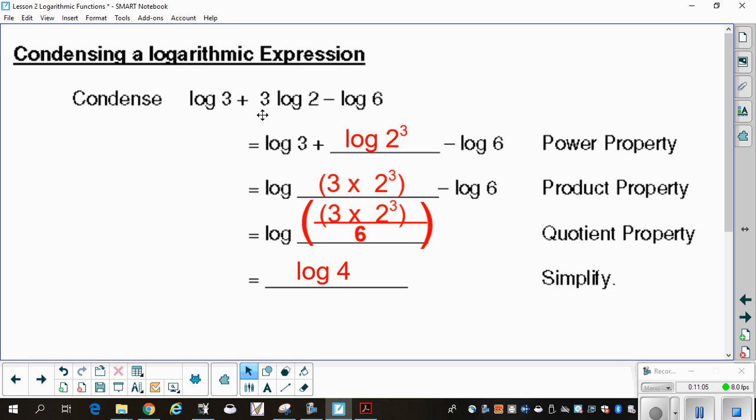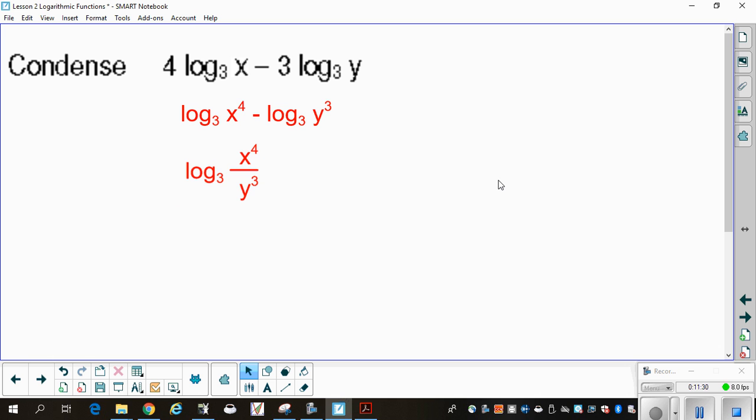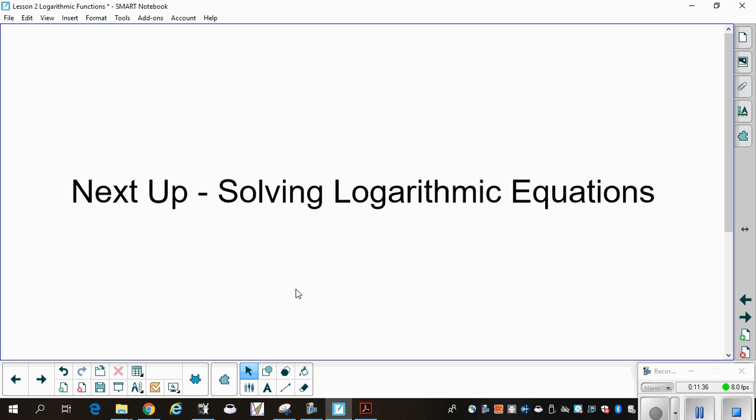You always look to see if you've got a power property, then the product, and then the quotient. It's just reverse. Pause the video and try this one. Okay, did you notice that I've got to take the 4 and put it as an exponent on the x, and 3, put it over here on the y? Now I've got subtraction. What do we do when we subtract? We divide. See? Now, pause this. There's some practice that's specifically on condensing and expanding that I would suggest you might try before you move on to solving. Okay?